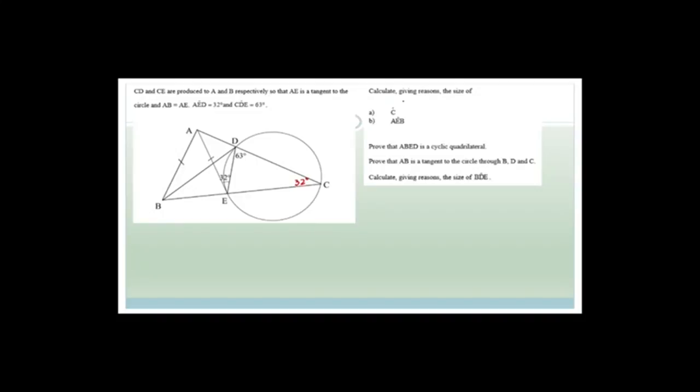So it says giving reasons, what is C? It's tan chord theorem. Okay, now they want AEB. They want that angle there. Well, do you agree that with the angle sum of a triangle, we can get this angle? Yeah. This angle is 180 degrees minus those two. Or an easier way to do it: do you agree that this whole angle has to equal the sum of the two interior opposite angles? But this little dude here is 32, therefore this angle has to be 63 degrees. So that is going to be 63 degrees, and the reason would be exterior angle equals sum of the two interior opposite angles.